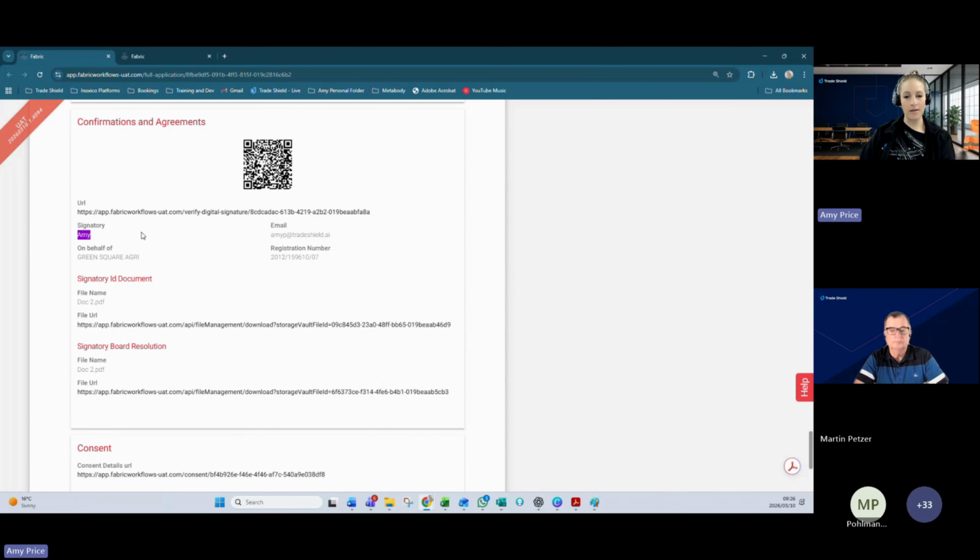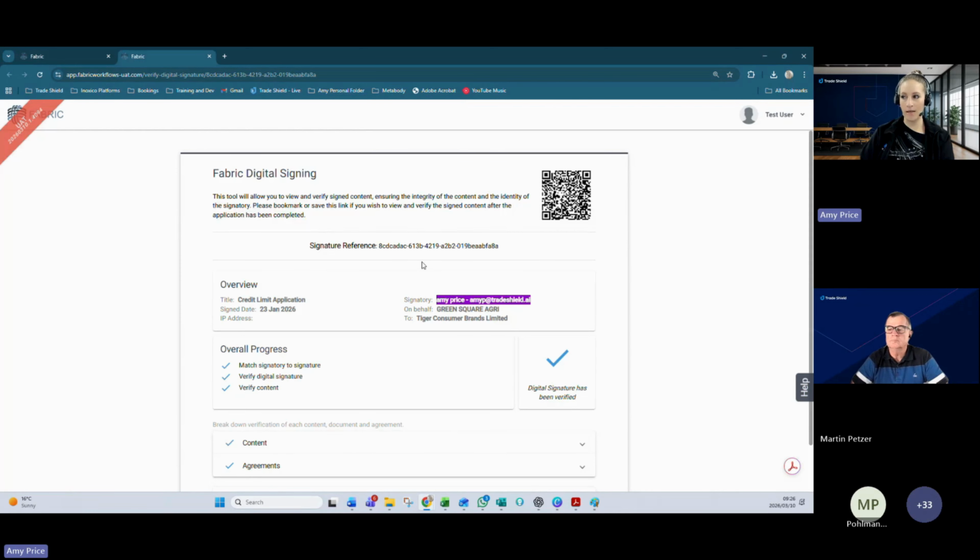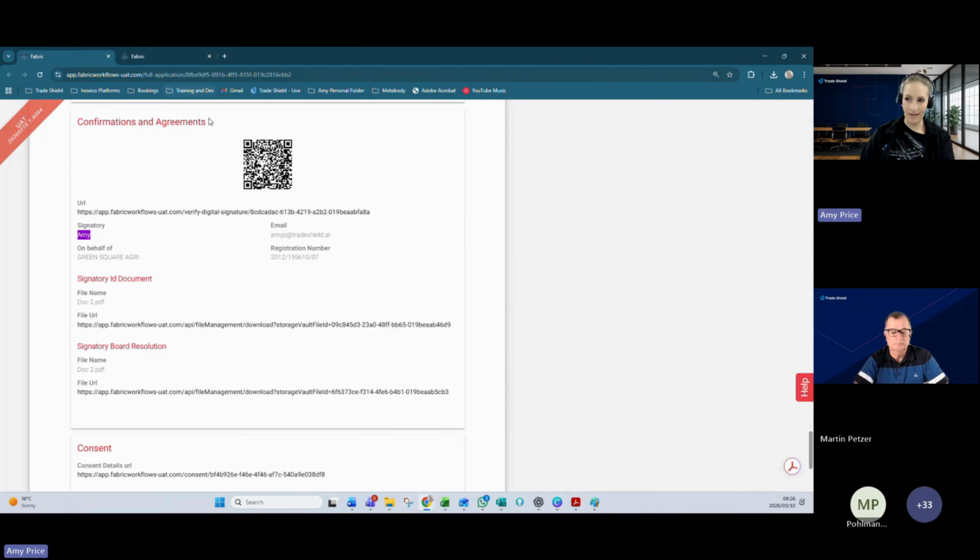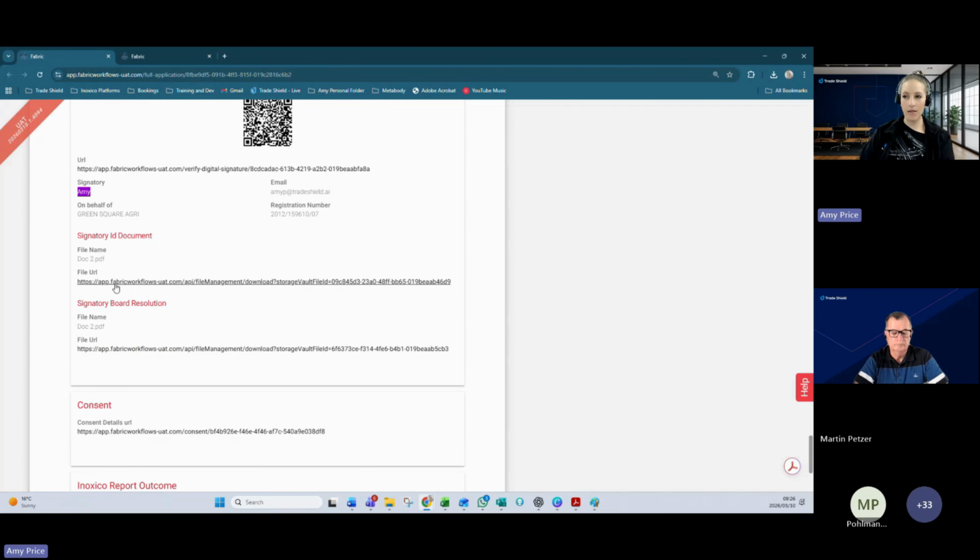If not, this application was not signed correctly, because I cannot say my name is Amy, but actually the one-time PIN went to Martin, because then Martin signed it. Okay. Then we've got the, because Amy obviously selected that she was not a director, we've got a copy of her ID, and we're going to want to check this board resolution.